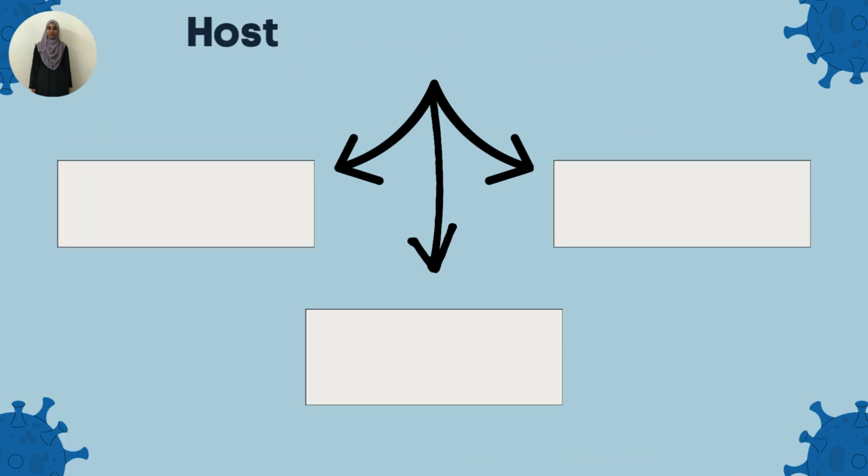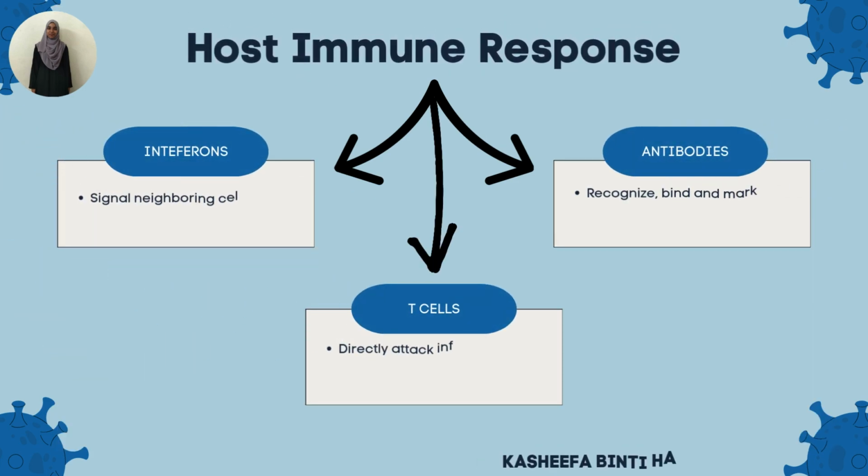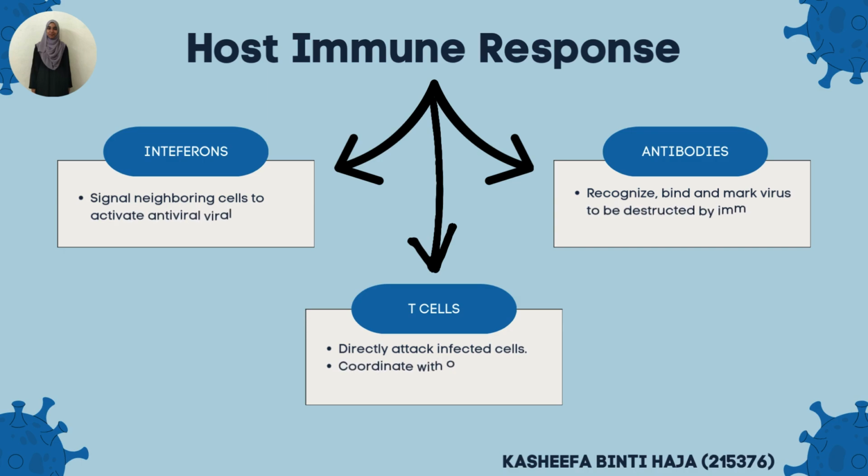host cell. The role of interferons in host immune response is to signal neighboring cells to activate antiviral defense, while the role of T cells, which is helper T cell, is to coordinate with other immune cells to fight the virus, while cytotoxic T cell is to directly attack the infected cells. For antibody, it will recognize, bind, and mark the virus to be destroyed by the immune cells.